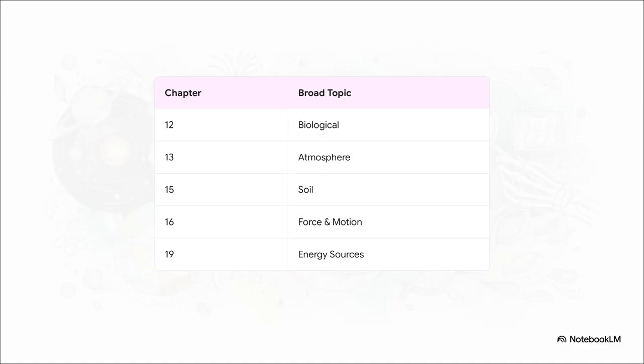So the sheer scale of what we're dealing with here is pretty massive. We aren't just stuck in one narrow field, we're actually connecting entirely different scientific disciplines. Like in Chapter 12, we look at biological processes, the complex systems of life. But then we zoom way out in Chapter 13 to study the atmosphere. And then, boom, right back down into the dirt with Chapter 15 to understand soil composition and erosion. It even tackles force and motion in Chapter 16, and of course, the absolutely crucial global topic of sources of energy in Chapter 19. It's basically a complete toolkit for figuring out exactly how our world operates.